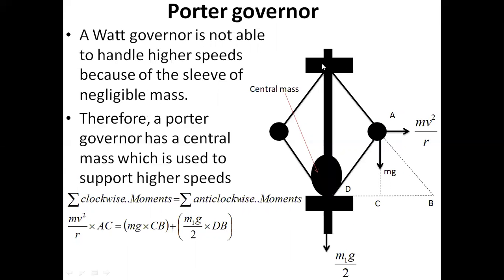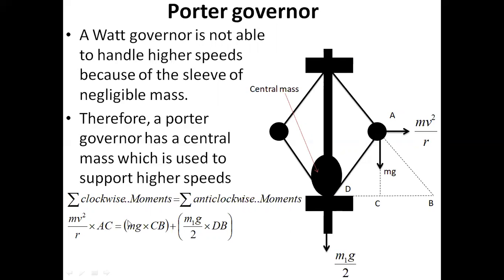Something similar, when you're dealing with a Porter governor, we have a central mass there. But it has an advantage because you are able to now handle higher speeds and even increase loads. So with this central mass, it means it has to be divided between the two because it's at the center and we're analyzing on the one side of it. So taking moments about here, you have mv squared over r times that. Meaning mv squared over r times AC like we saw earlier.